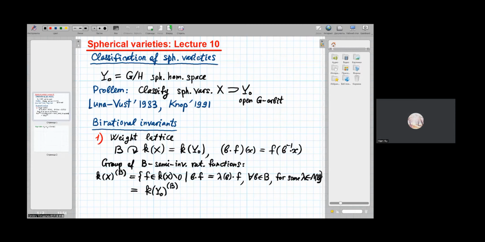But remember that we write the character group in an additive way. So we write the multiplication of characters as addition. This is our convention. We want to view this group, this character group, as a lattice. So it is usual to consider the additive law in the lattice. That's why we write this group additively. So you are right that when you multiply functions, you multiply characters, but we write this multiplication of characters as addition. This is our convention. Okay.